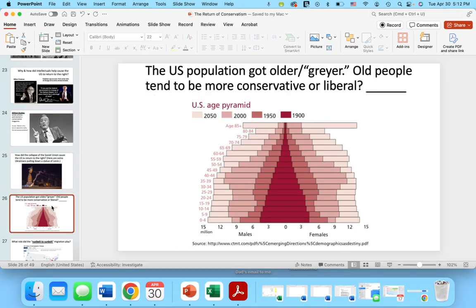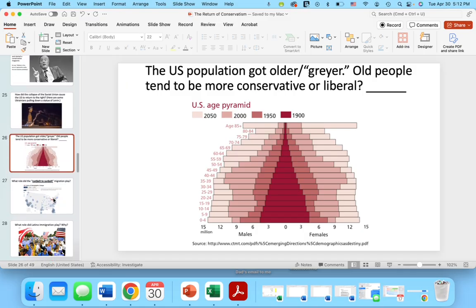Also, the US population got older, grayer, more gray hairs, and old people tend to be more conservative. So this is basically what we call an age pyramid. And you can see here, as we move from the 1900s in the dark red to the 1950s and then to 2000, we get more old people at the top of the pyramid. We also have more young people, but more old people here. People are living longer, more old people, and they tend to be more conservative.